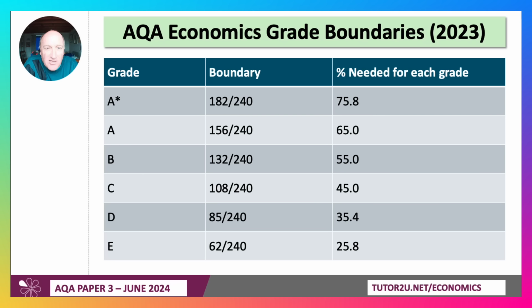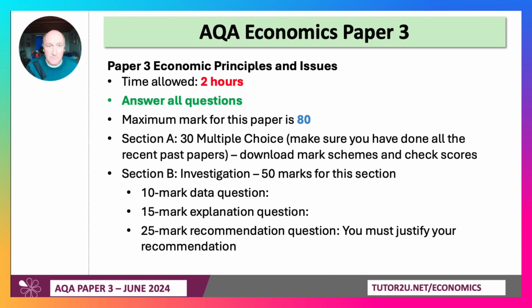Quick reminder of the grade boundaries from 2023. The A-star boundary was 182 out of 240, 76%. The A boundary was 156, which is 65%, and 132 for a B, 55%. Now in terms of Paper 3, it's a 2-hour paper. You have to answer all questions, and the maximum mark for the paper is obviously 80.